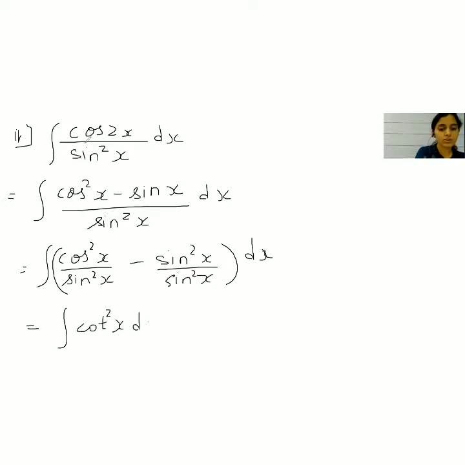Now put the dx inside, and minus integration of sine square x cancels, so dx. Okay, so what is integration of cot square x dx now? We don't have anything for cot square, so what we are going to do is convert this into cosec square. How do we do that? By using the identity 1 plus cot square is cosec square x, right?